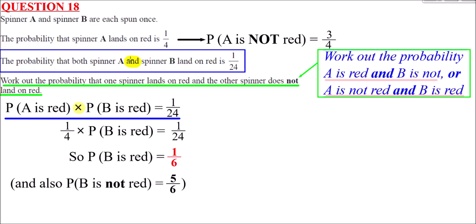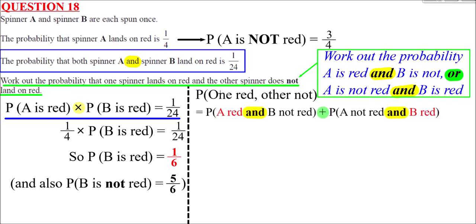Just as I highlighted the word and in yellow, I'm going to do the same to the word or in a different colour, green. Just as the word and implies we multiply probabilities, the word or implies we add probabilities together. So putting this together into a cohesive piece of logic to help us answer the question, the chance of one being red and the other not is the chance that A is red and B is not red, or, hence the plus symbol, the probability that A is not red and B is the one that is red.